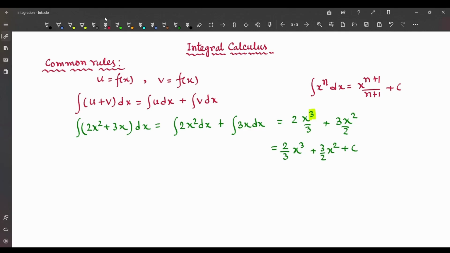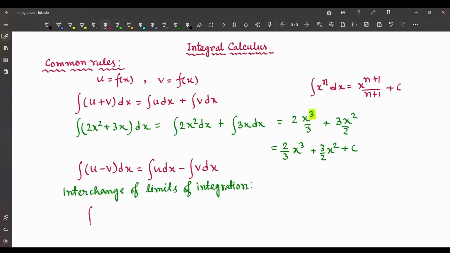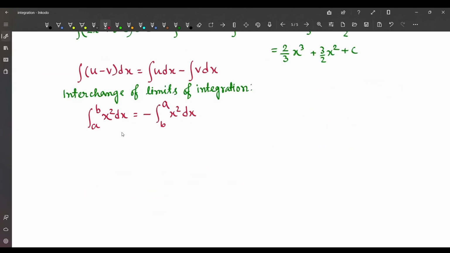Similarly, if u and v both are functions of x, then the integration of (u minus v) dx is equal to the integration of u dx minus the integration of v dx. We can interchange the upper limit and lower limit of a definite integral. Suppose the integration from a to b of x square dx, we can write it as minus the integration from b to a of x square dx. We can insert any intermediate limit between the upper limit and lower limit of integration.